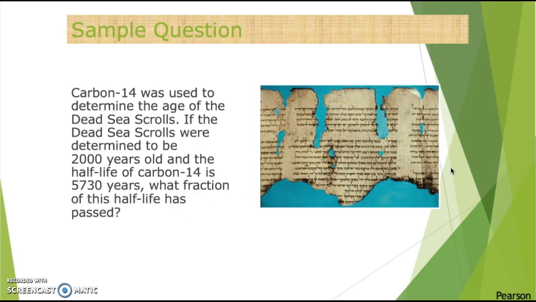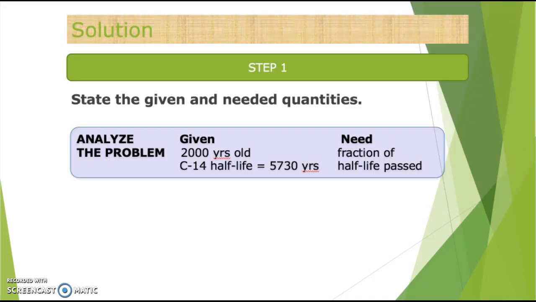Here's another question. Carbon-14 was used to determine the age of the Dead Sea Scrolls. If the Dead Sea Scrolls were determined to be 2,000 years old, and the half-life of carbon-14, the radioisotope that was used, is 5,730 years, what fraction of this half-life has passed? So this is a question asking for a different thing. Let's go ahead and write down what we have. 2,000 years old is our given for the piece. The C-14 half-life is 5,730 years. How much of that fraction has passed?